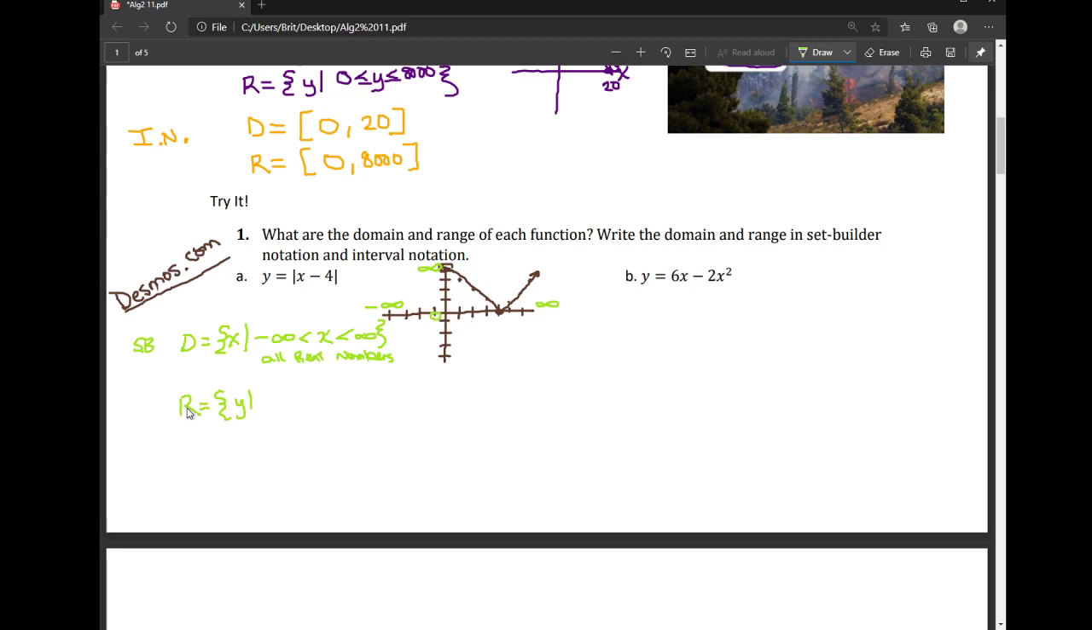So for my inequality, I'm going to say y is greater than or equal to, it's equal to because it's on the bar, 0, because that's our minimum value. Then we close that curly bracket.